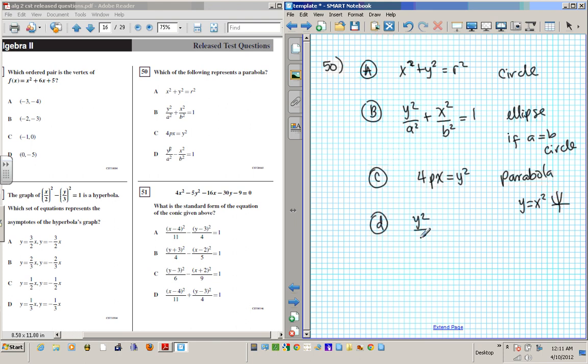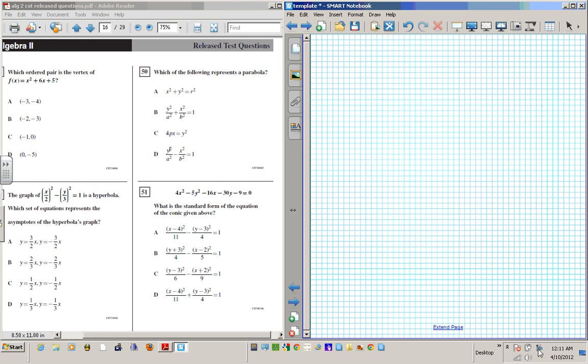If you have a difference of two squares, it's automatically a hyperbola. Okay, so this one is a hyperbola. So the answer to this question is C, because parabolas have only one square. All right. Okay, now let's move on to question number 51.